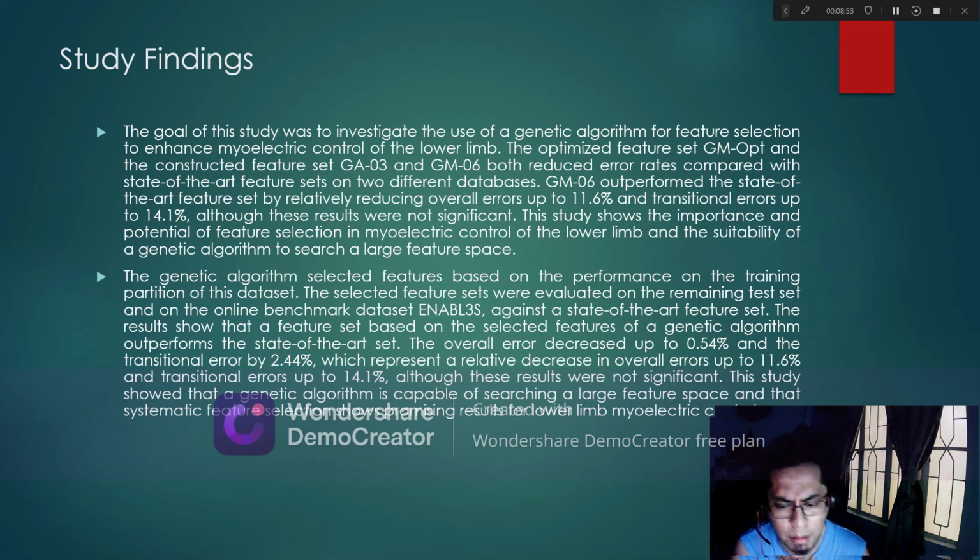Now for this conclusion, they were able to clearly identify and confirm that a genetic algorithm is capable of conducting these types of heuristic large feature space searches, and that they can compare this to existing state-of-the-art feature sets, and conclude that they have accurate and better results compared to the existing ones, with the implementation of a genetic algorithm.